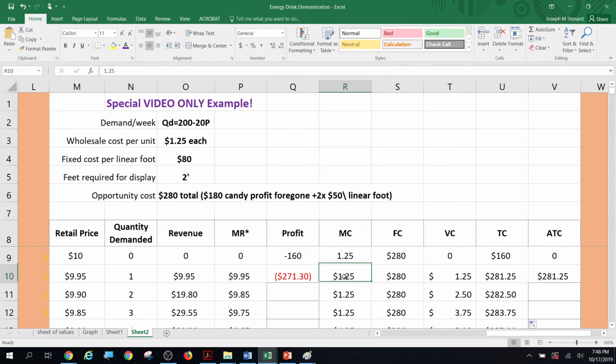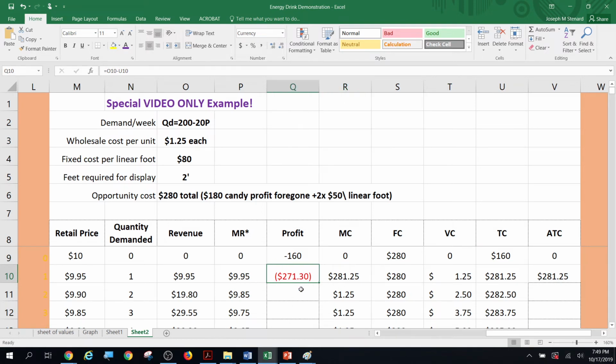You might also say that that first one is equal to that, because our marginal cost of selling none is none, even though there is in fact a cost to doing that, because we didn't sell any product, so that top one is always kind of a meaningless number. But the next one is important. The very first one we sell cost us $281.25. $1.25 for the drink, $280 in combined opportunity costs and fixed costs.